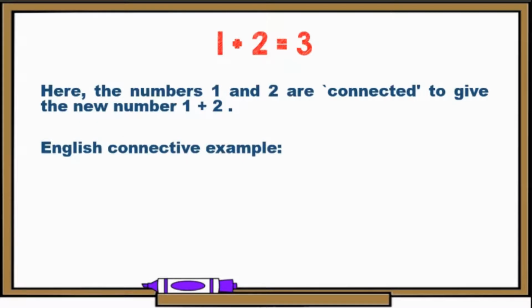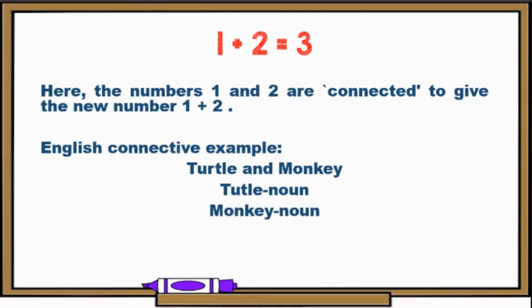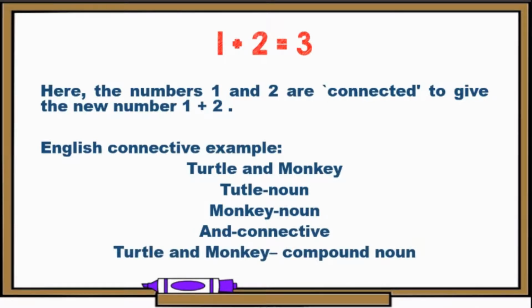When it comes to English, these are some of the examples. Turtle and monkey. Si turtle, noun. Si monkey, noun. Si and yung connective. Turtle and monkey, we have compound noun. Dito naman, we have expression 1, expression 2, connective, plus, magkakaroon tayo ng compound expression 1 plus 2.